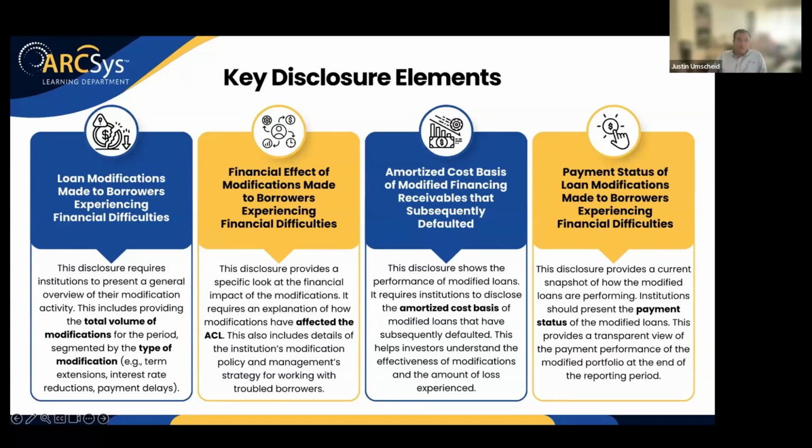The next one is financial effect of modifications made to borrowers experiencing financial difficulties. This one is by far the most difficult of all of the different disclosures. You have to actually assess and document the actual financial impact that you as an institution now have based off of the modification that was made. So, whether it's defining how it impacts your cash flows down to a rough dollar.